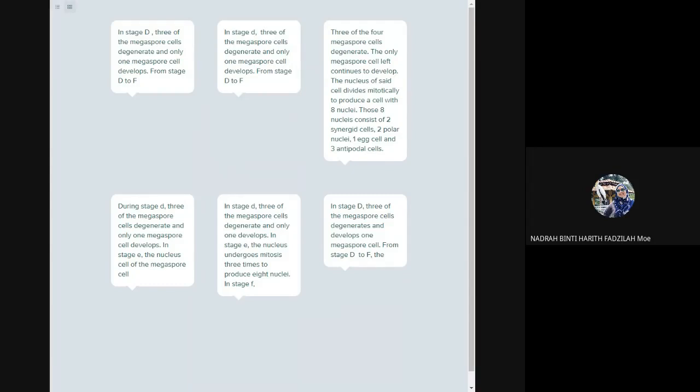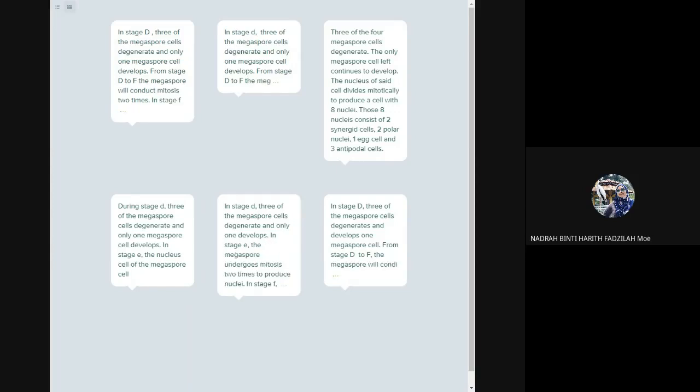So in stage D, 3 megaspore degenerate, 1 megaspore will further develop. Point 3, the megaspore will divide via mitosis, will conduct mitosis 2 times. Point number 3. Point number 4, dekat stage F tu, producing a cell with 4 nuclei. Sebab kita stop sampai F.